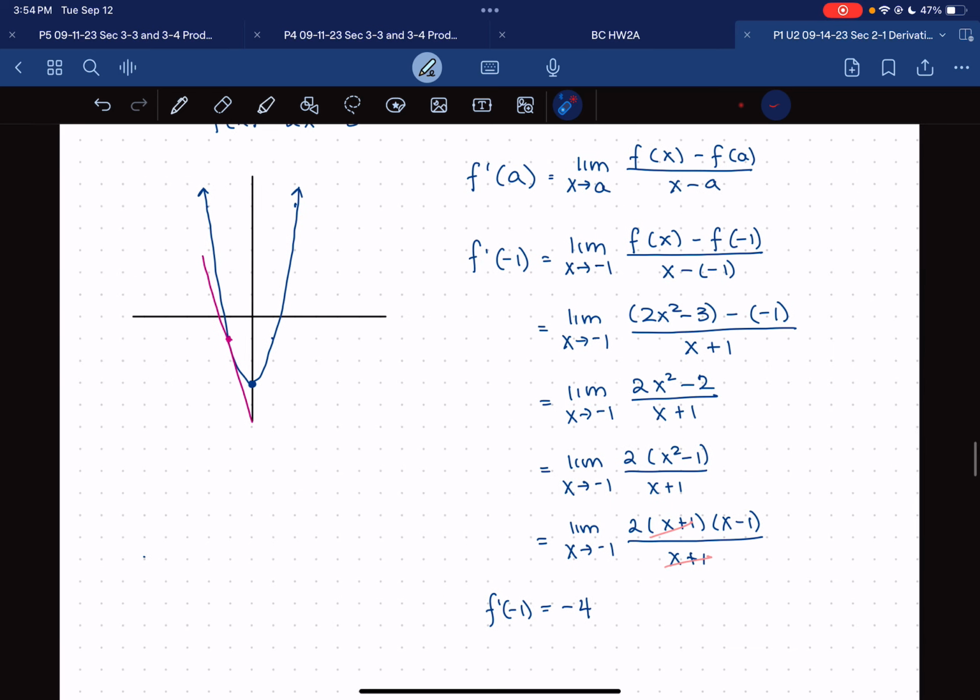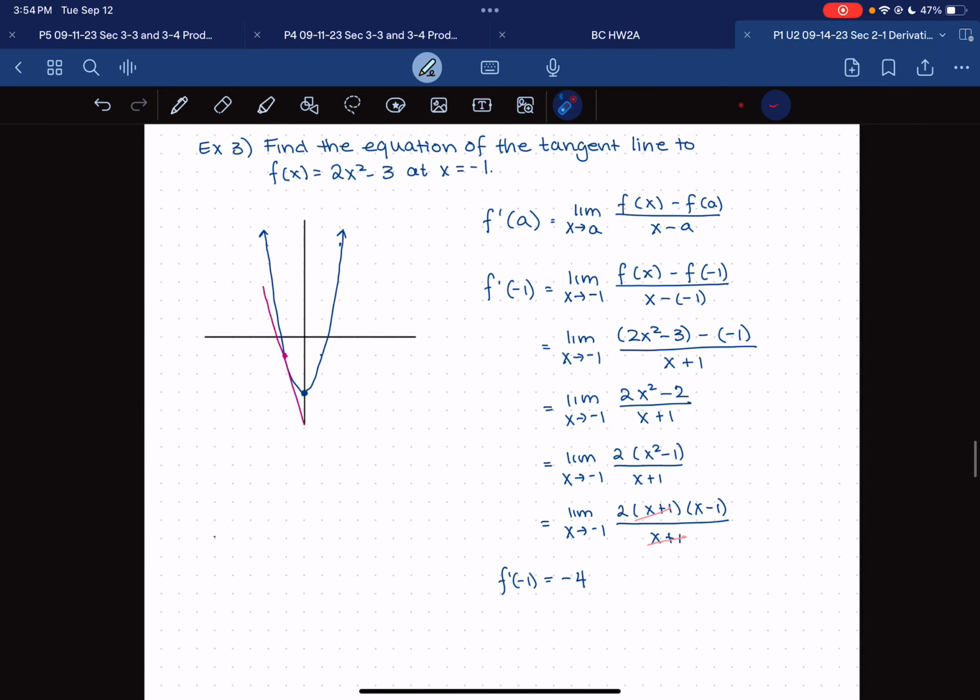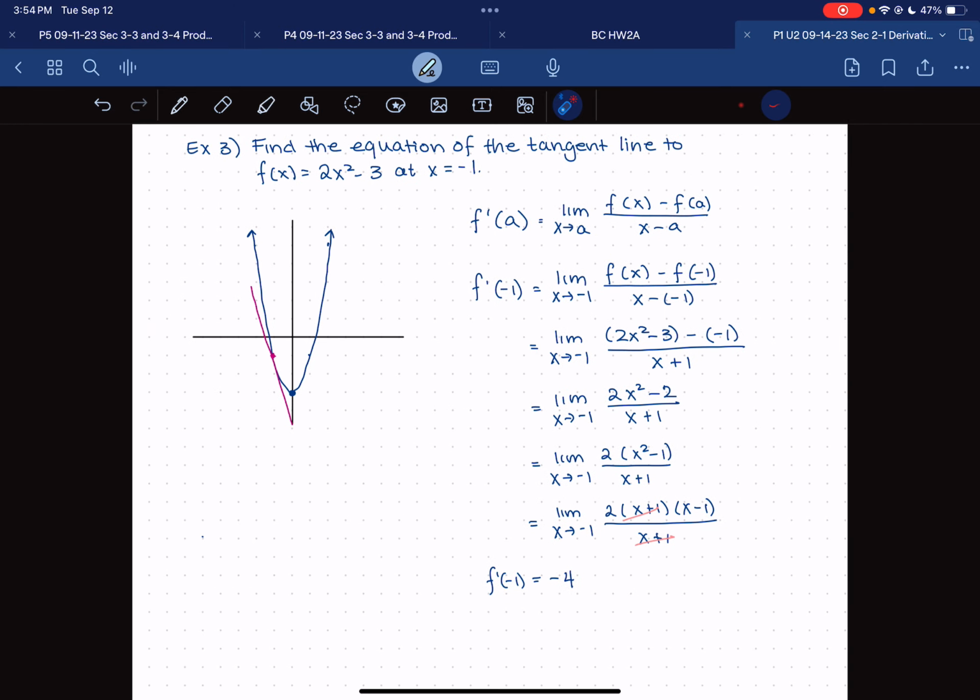Now, we actually haven't answered the question yet. All we've done is found the slope. Remember what the question was: find the equation of the tangent line. But we've done the hard stuff. Now we're going to write the equation of the line. And there's different forms, but the easiest one for these is your point slope form.